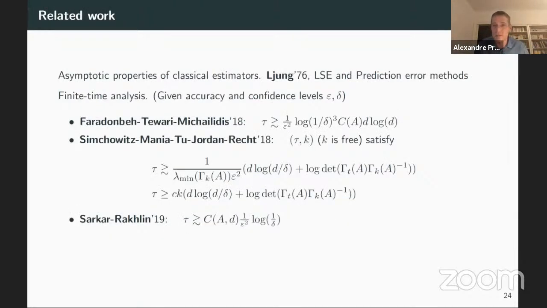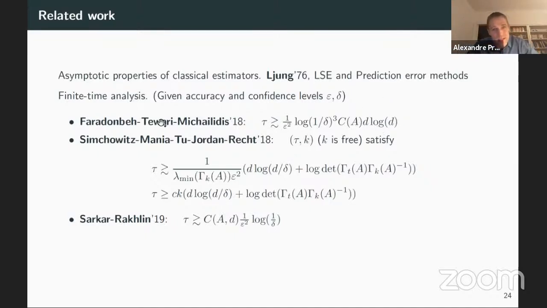System identification is not new. You can look at Ljung's paper in 76 for the consistency of the classical estimator, like the least squares estimator. Recently there have been a long line of researchers trying to look at the finite time analysis of these estimators. These are the three most relevant papers to our research. All these papers have partial results. Essentially, the first one is not scale optimal in delta. We don't know the dependence in A. We have the wrong dependence in d.